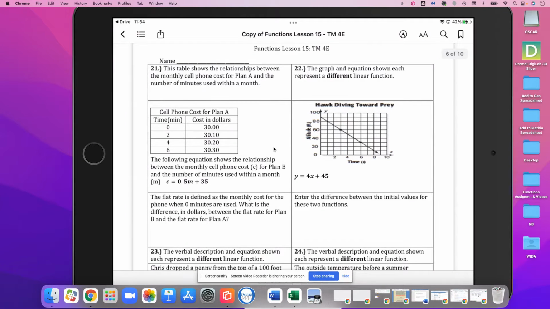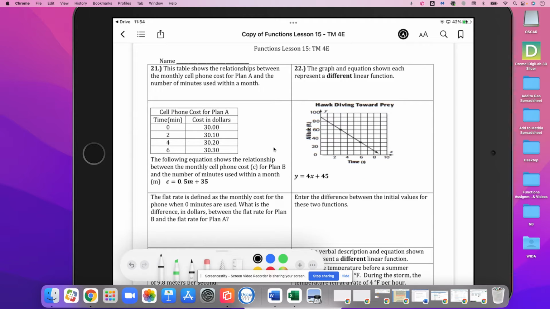So back with lesson 15, this time with number 21 through 40. And so let's get started with it.